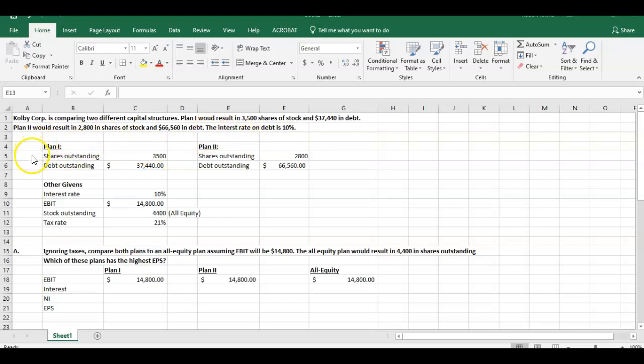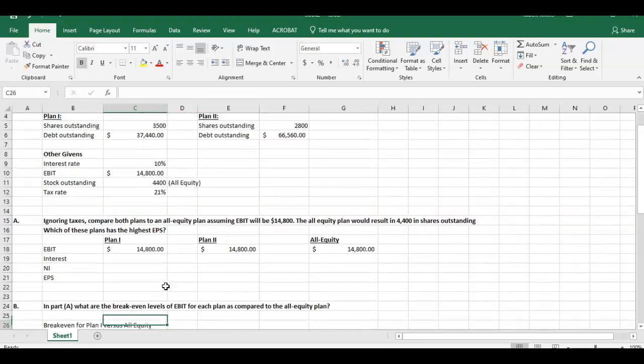Here's some summaries of what we had in the question. Plan 1, 3,500 shares outstanding, 37,440 in debt. Plan 2, there's the 2,800 shares and 66,560 in debt outstanding. Other givens that we have, we just extracted 10% from the question. We're going to see once we get into A, we're going to assume an EBIT across all three scenarios of 14,800. In a case of just all equity, no debt at all for the company, we'll have 4,400 shares outstanding, and the tax rate we're going to use is 21%.